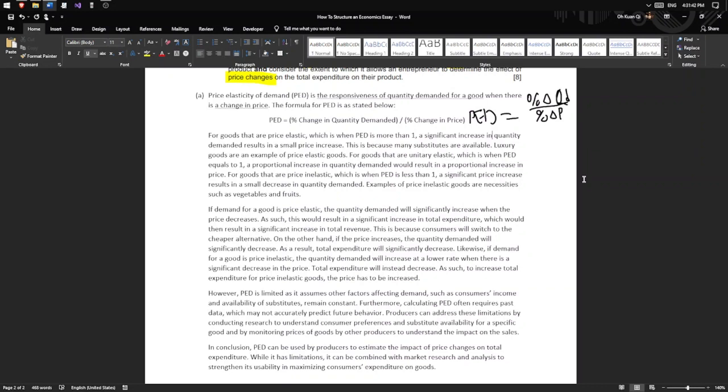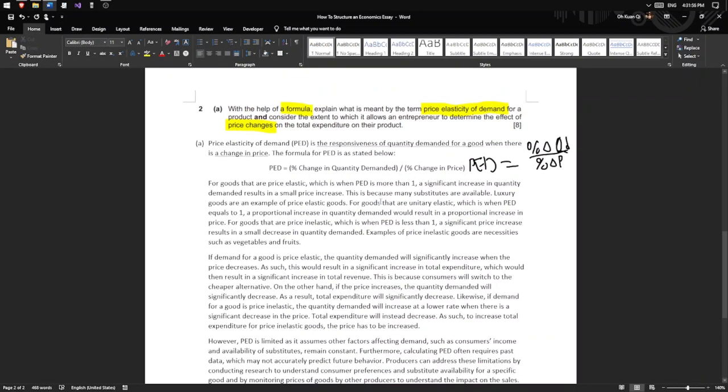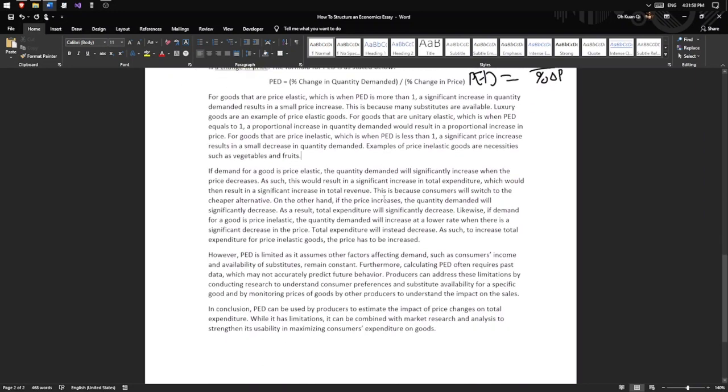All right, so goods that are price inelastic are basically necessities, for example, vegetables. Like what I mentioned here, examples of price inelastic goods are necessities such as vegetables and fruits. So that's for the knowledge and understanding part. And now let's look at the analysis.